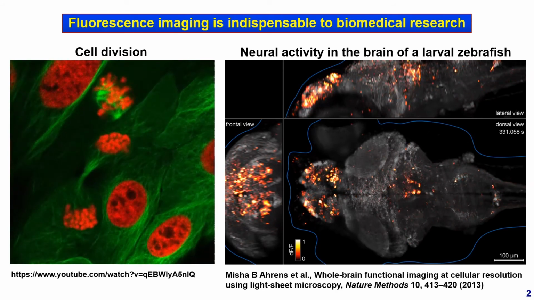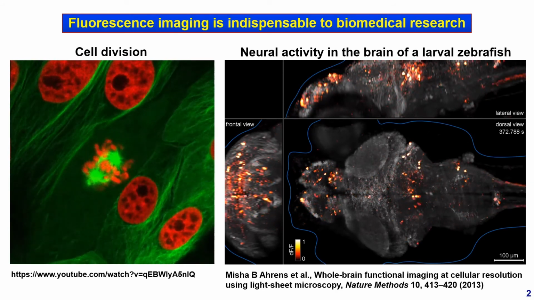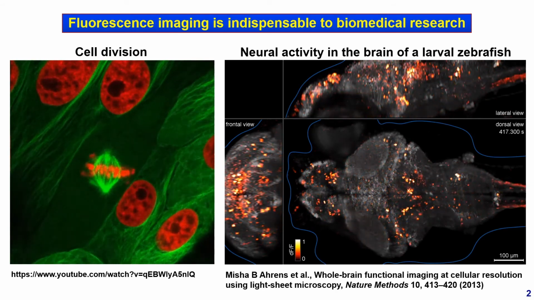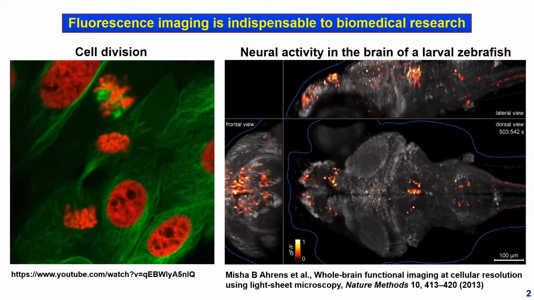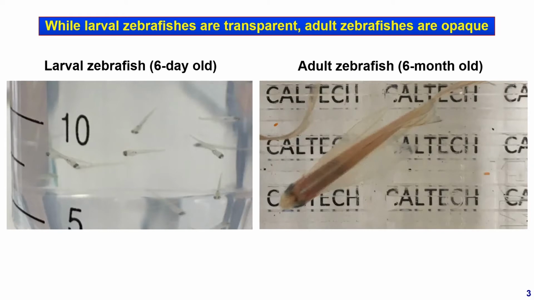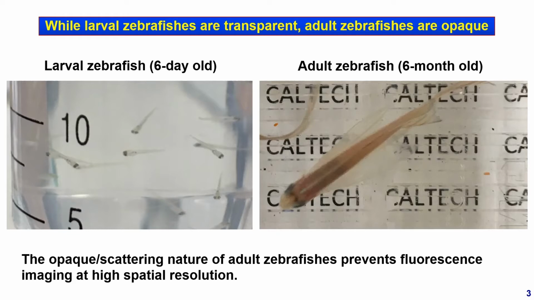One of the reasons why larval zebrafishes are so widely used in biology is because they are transparent, so scientists can do fluorescence imaging at high spatial resolution. However, while larval zebrafishes are transparent, as seen from the left, adult zebrafishes are opaque, as seen from the right. The opaque nature of adult zebrafishes prevents fluorescence imaging at high spatial resolution.